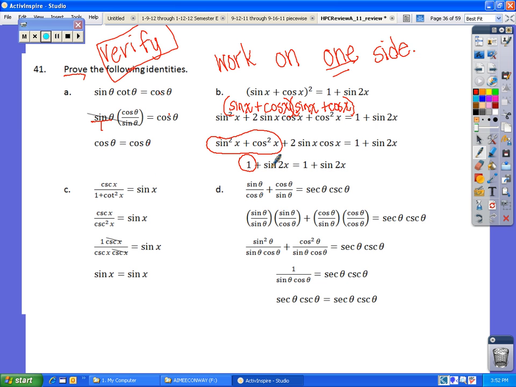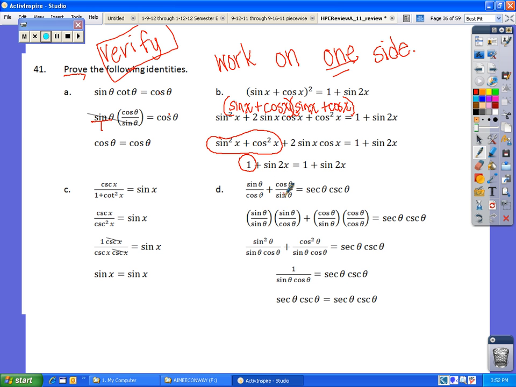For letter C, I'm going to first simplify the 1 plus cotangent squared x, which is a Pythagorean identity. That is equal to cosecant squared x. So notice this changed to this. Then if you notice cosecant and cosecant, there's one of each on the top and bottom, so I cross those out. I'm left with 1 over cosecant, which is the reciprocal function sine of x.